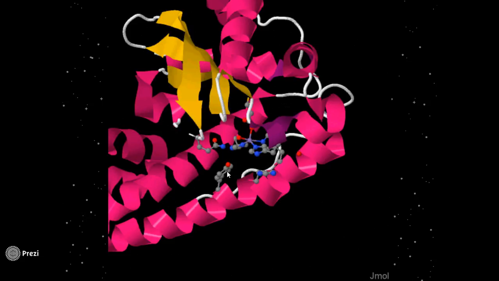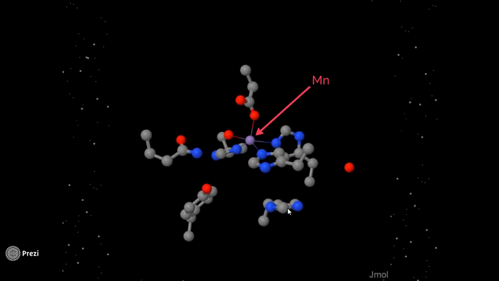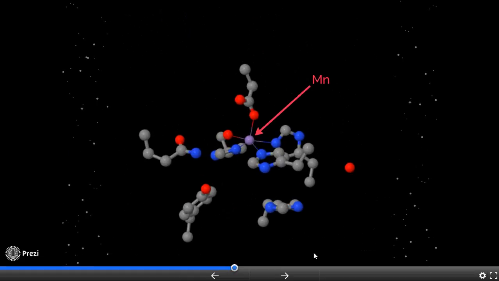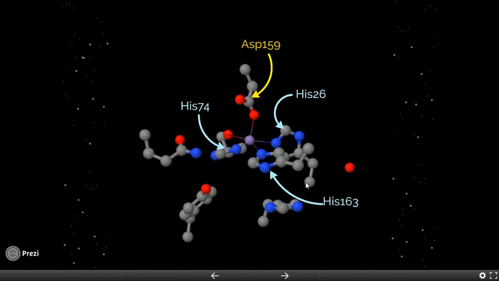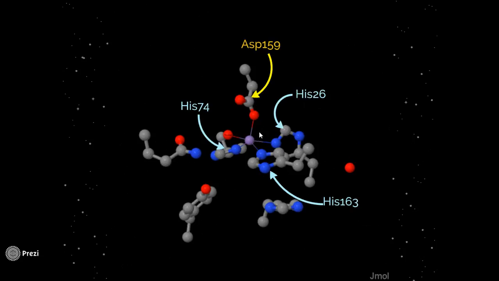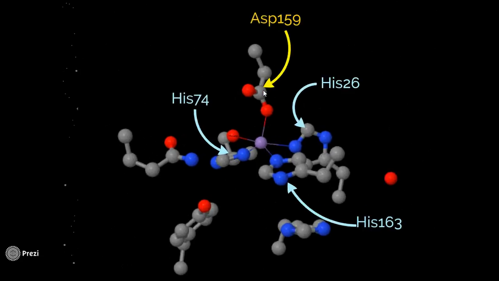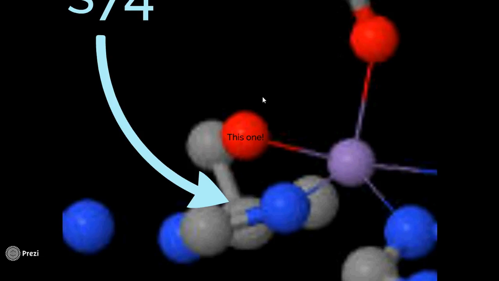But this is still a little too frilly, so we'll cut them all away and just get to the important residues. The central atom is manganese. It is being held in place by these three histidine residues, 26, 74, and 163, as well as aspartate 159. The active site available for the dismutation is actually this hydroxide molecule. Rather than run the risk of letting a superoxide permanently inhibit the manganese center, this enzyme uses the hydroxide as a middleman to transport electrons from the radical to the metal and back.